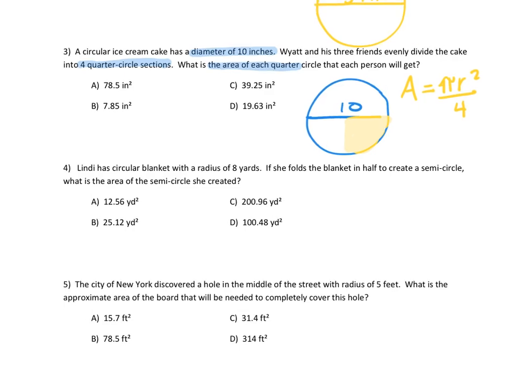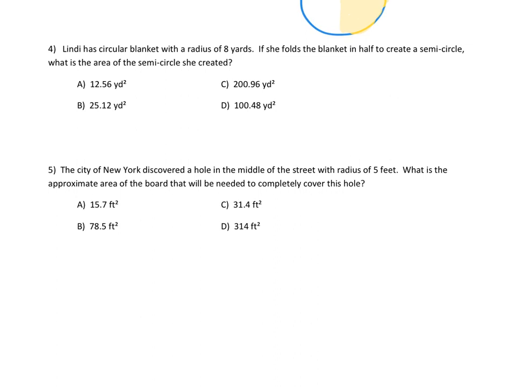Number 4. Lindy has a circular blanket with a radius of 8 yards. If she folds the blanket in half to create a semicircle, what's the area of the semicircle? Okay, well, I'm going to have a semicircle. Okay, what do I know? I have a radius of 8 yards. You good with that? Okay, we have a semicircle formula. Go ahead and write it. Okay, from your formula chart. We wrote it on there.